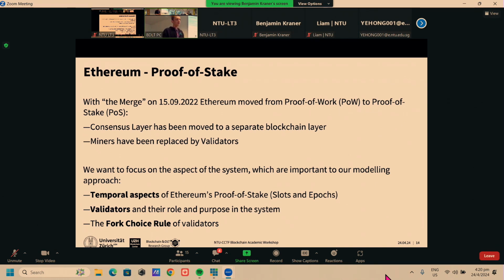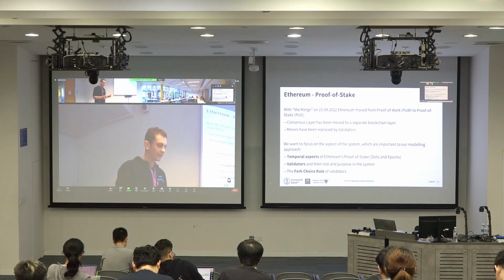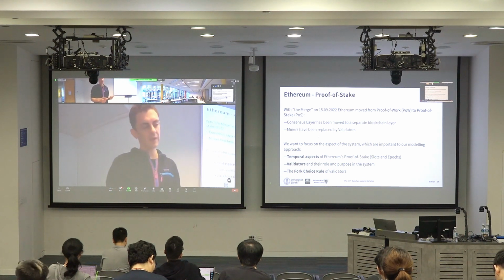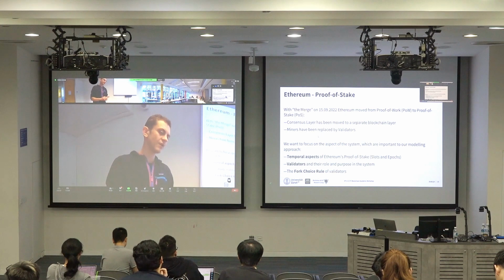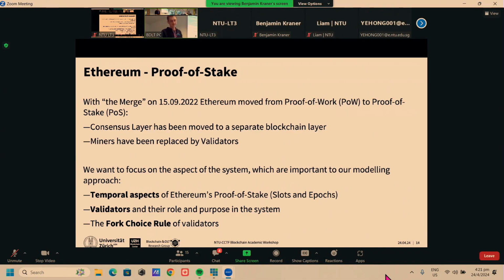I don't have the time, nor the knowledge, to explain the whole proof of stake system in Ethereum, but I want to focus on certain aspects that we try to embed into the model and represent there. What we will focus on are the temporal aspects of proof of stake Ethereum. Then I want to quickly explain what the validators are and how the fork choice rule works inside the validators.